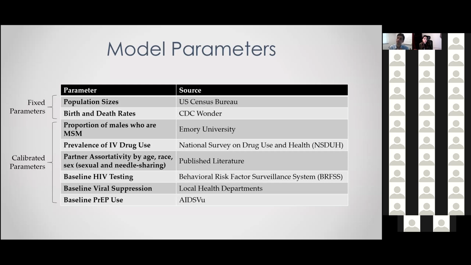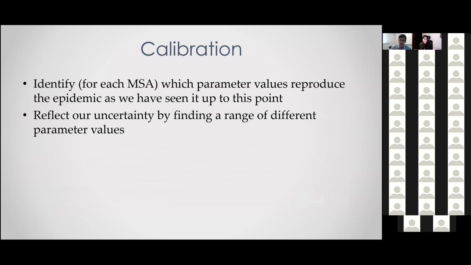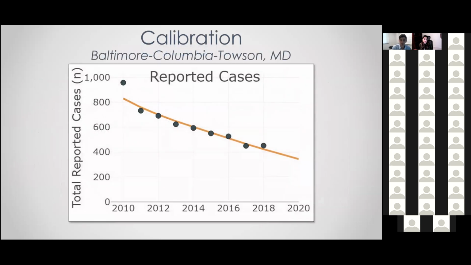And so we're going to vary some of these parameters in a calibration process. For all these parameters, we're going to try different values and see what values of those parameters give us simulated HIV epidemics that look like what we have here in Baltimore, right? So the idea is to identify the sets of parameters that give us simulations that reproduce what we see in Baltimore. So here's an example.